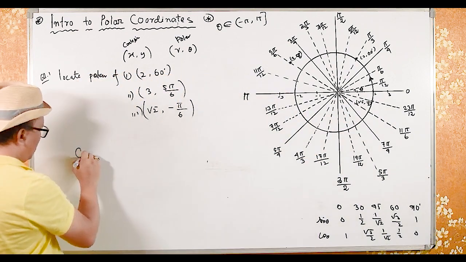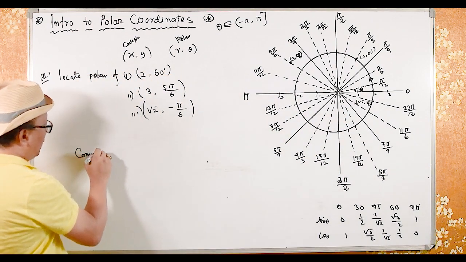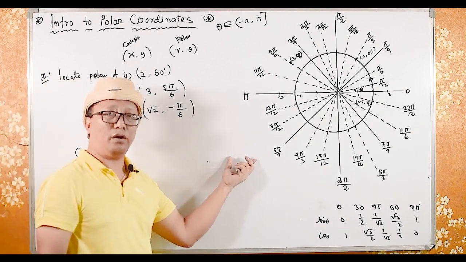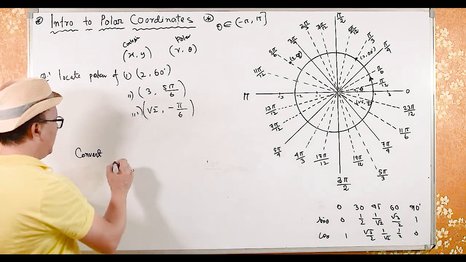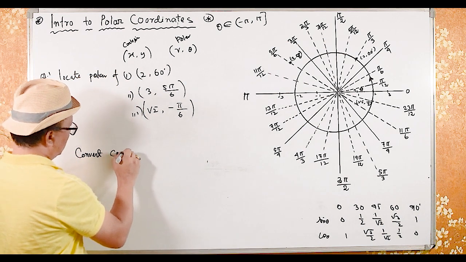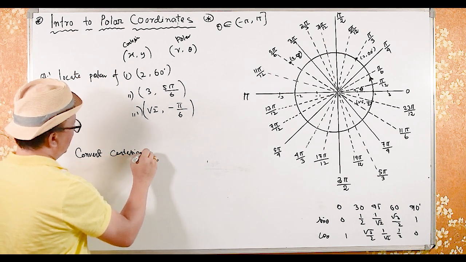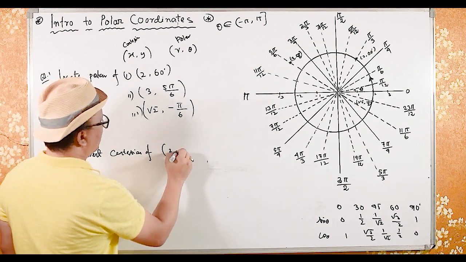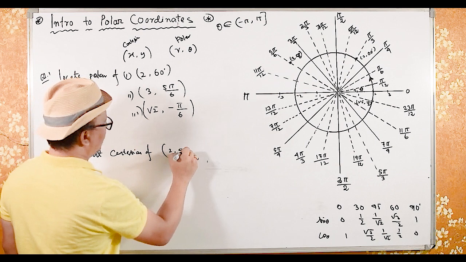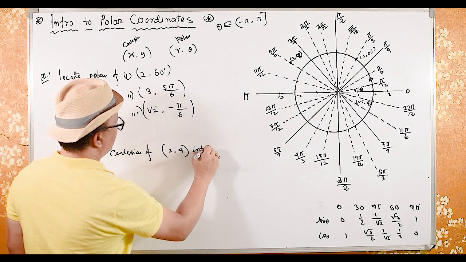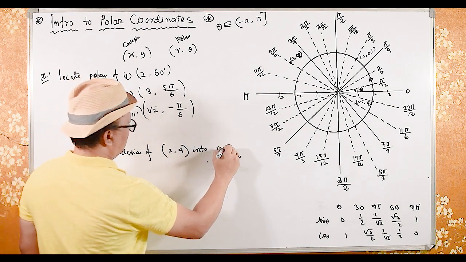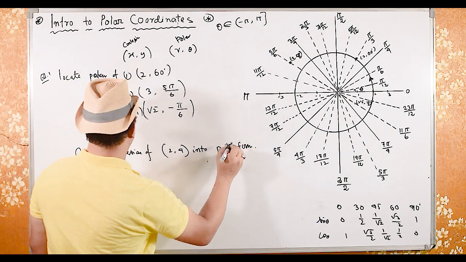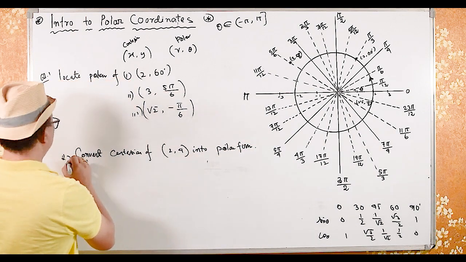You can convert either from Cartesian to polar or polar to Cartesian. Let's say, convert the Cartesian point (2, 4) into polar form. Let's see. Now question 2.